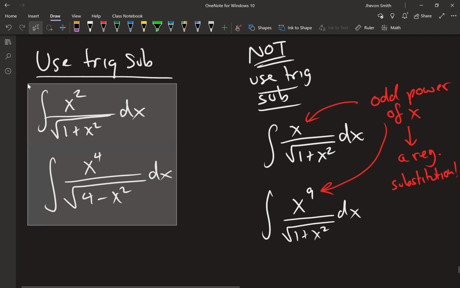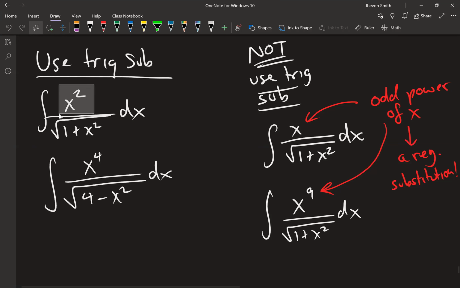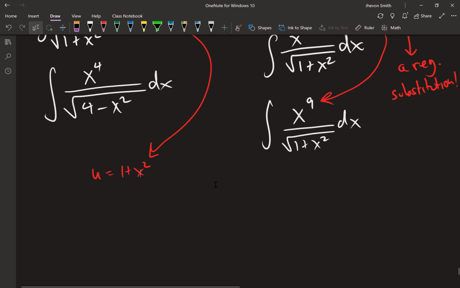So I would use a trig sub if you're in a situation where you'd like to do a u sub, but you realize that the thing you would substitute has an even power, and there's an even power factor elsewhere in the function. That means a regular substitution is not going to work out. If you try to do a regular substitution with this guy, if you did u equals 1 plus x squared, then what you'd realize is that your x would become u minus 1, and then you'd have a radical, and it's plus or minus.